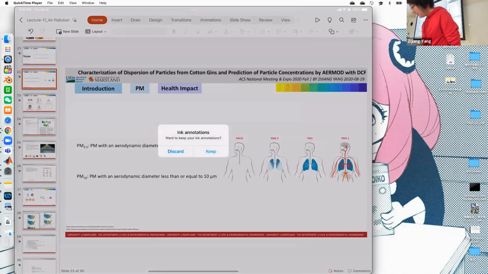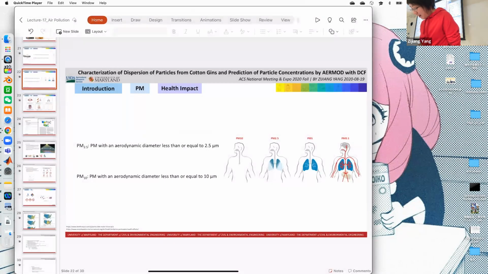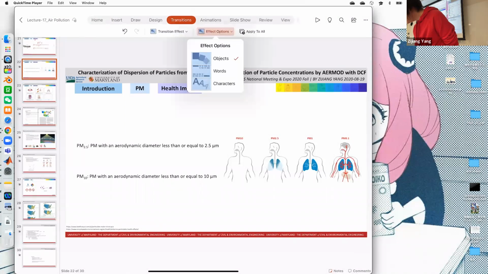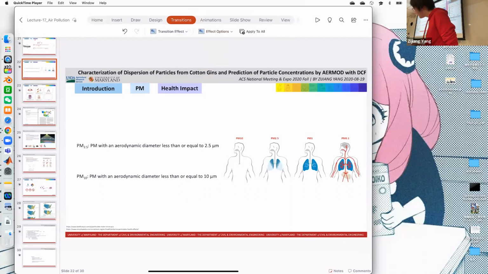I guess I opened the auto play translation. Okay, anyway, let me just go on like this.